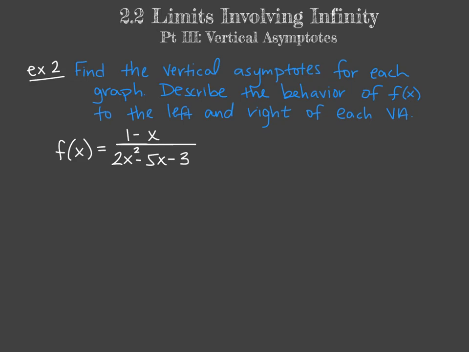This last function is again a rational function, and I'm going to factor the denominator. When I factor that, I'll do that in pink. When we take a look at this denominator, this is a quadratic trinomial. It's a little more difficult to factor than the previous example. A is 2, it's not 1. So I'm going to need to find 2 numbers that multiply to negative 6 and add to negative 5. And those numbers are negative 6 and positive 1.